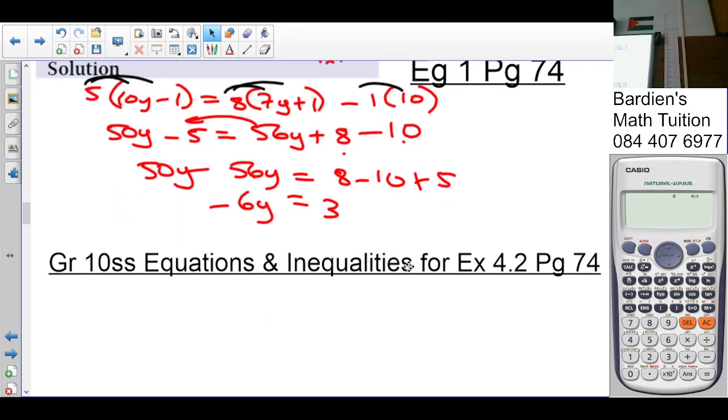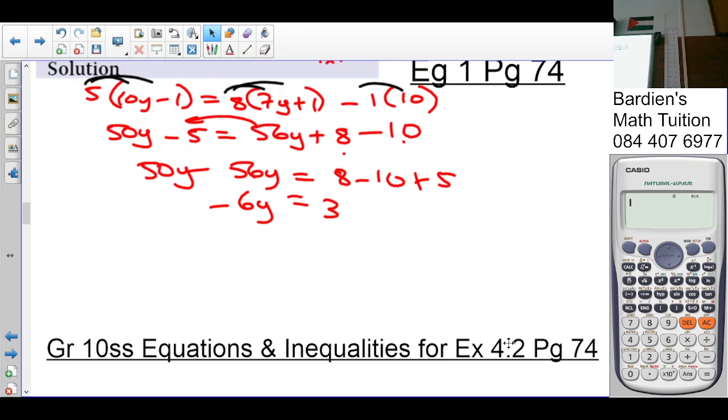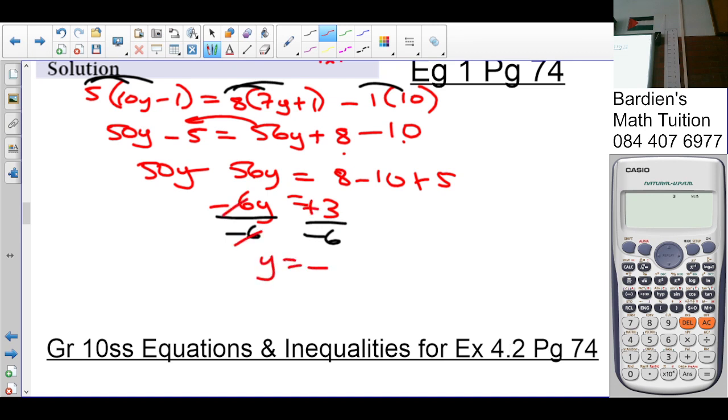Divide both sides by negative 6. That cancels, so y is equal to, what's positive divided by negative? Negative. So 3 going to 3 once, 3 going to 6 twice. Any confusion? No. Any questions?